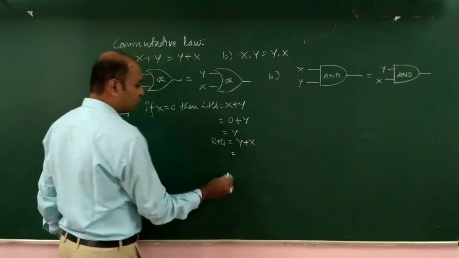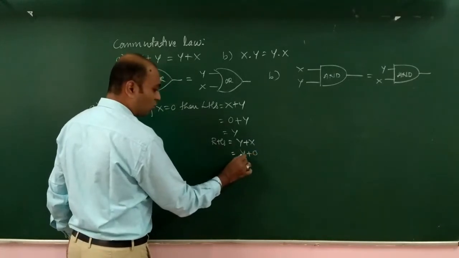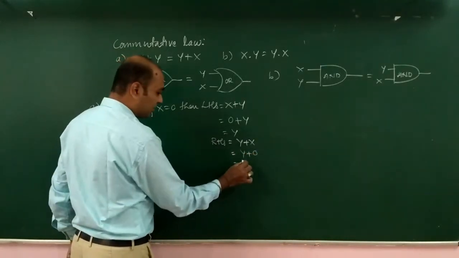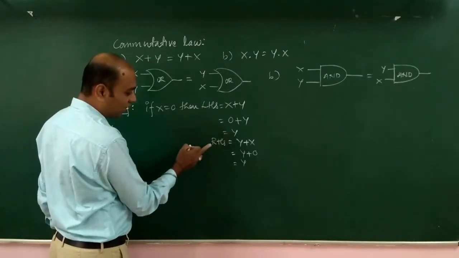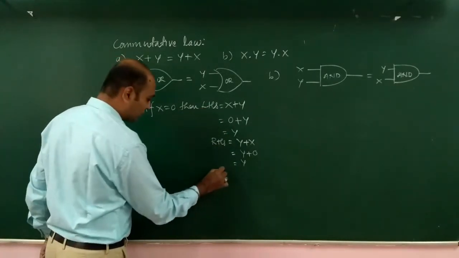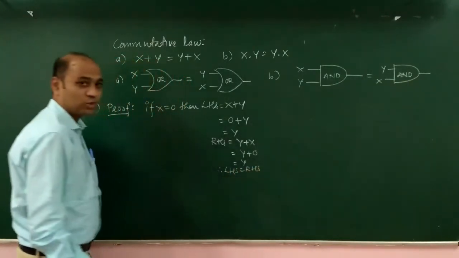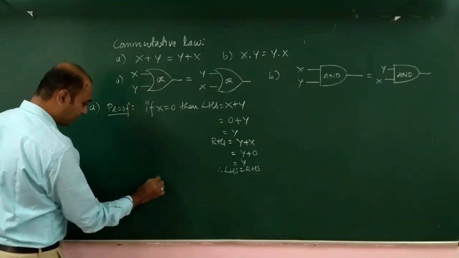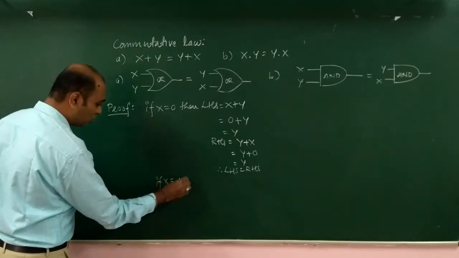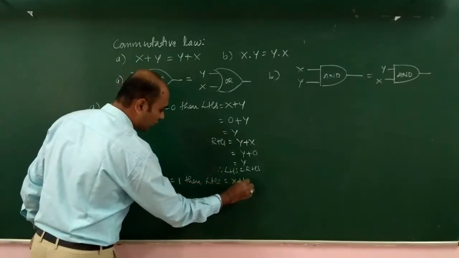Let us substitute the value of x. X is 0. Y or 0 is what? Y only. Here you can see LHS is also y, RHS is also y. So therefore we can say LHS is equal to RHS. So hence the proof. Now let us substitute x is equal to 1. If x is equal to 1, then we write LHS is equal to x or y.